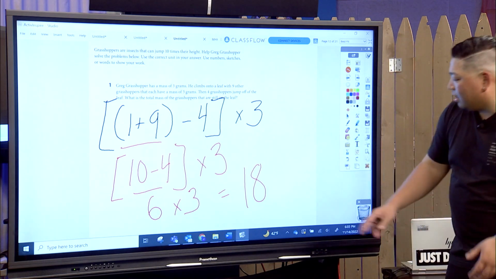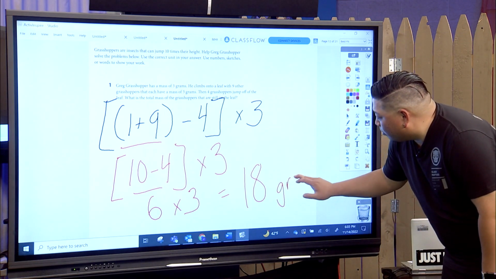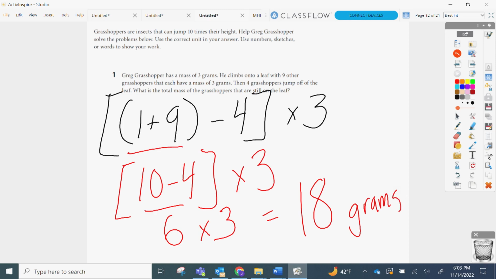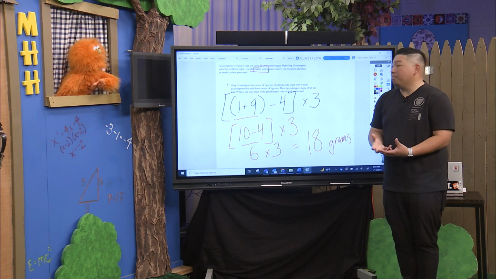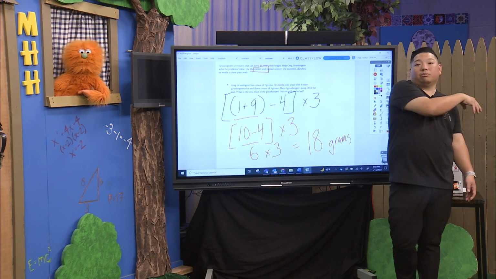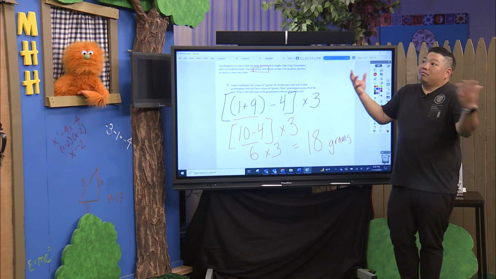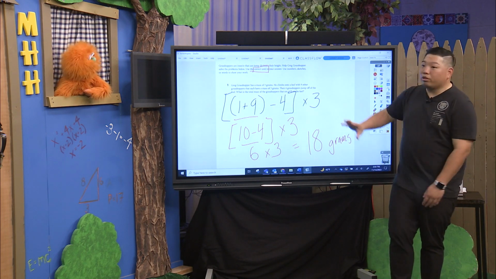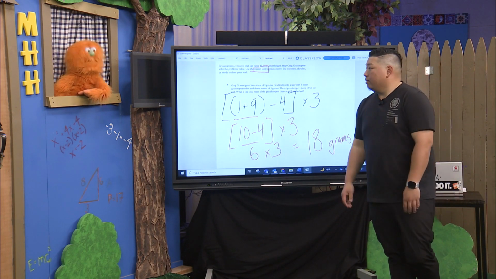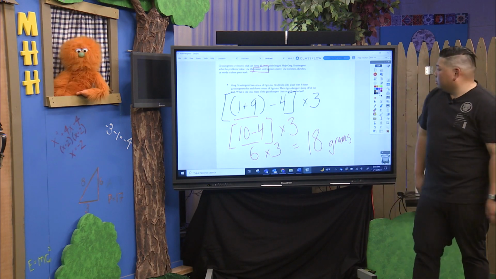18 grams. So boys and girls, do remember that if it's asking you for the correct unit, you have to make sure you're making sense of the problem. Because we could do all the math in the world, but if we get 18 grasshoppers, this whole thing would be wrong. We got to know what the 18 represents.